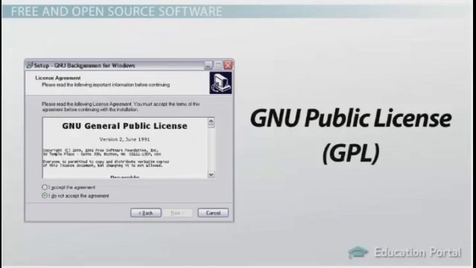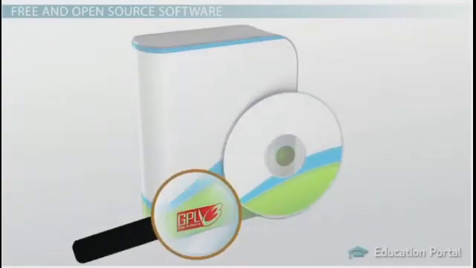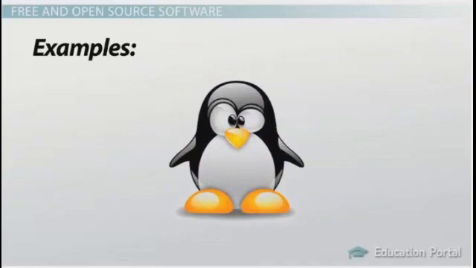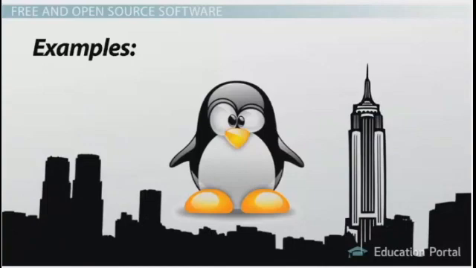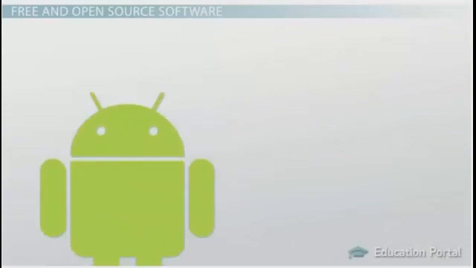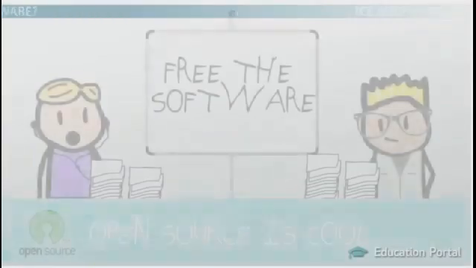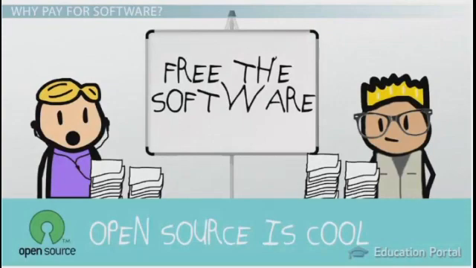So when you look at software and you see that the license is GPL, this means the software is open source. There are numerous examples of free and open source software applications. One of the most successful examples is the Linux operating system. Linux is used by many organizations and has also resulted in numerous spin-off efforts. For example, the Android operating system used on mobile phones is based on Linux and is also free and open source. Open source software has become very popular.